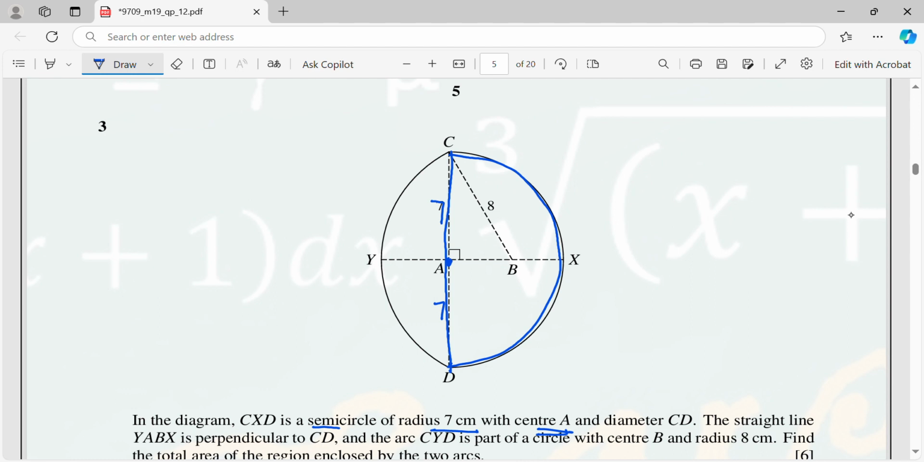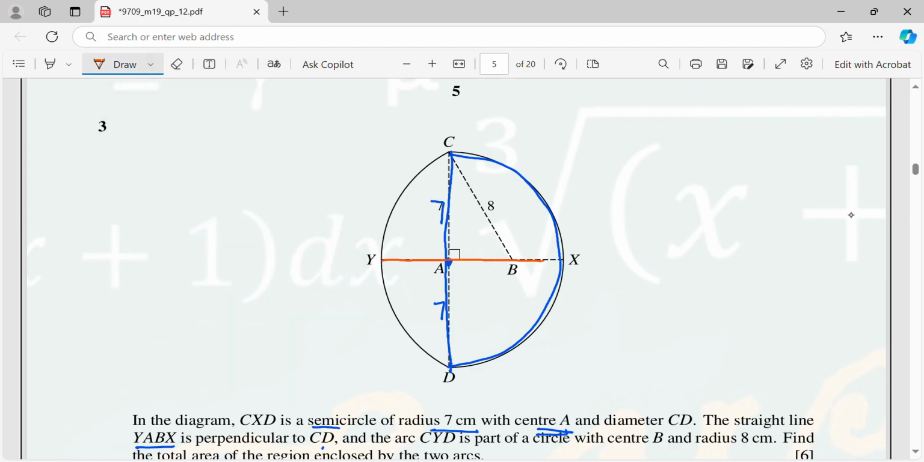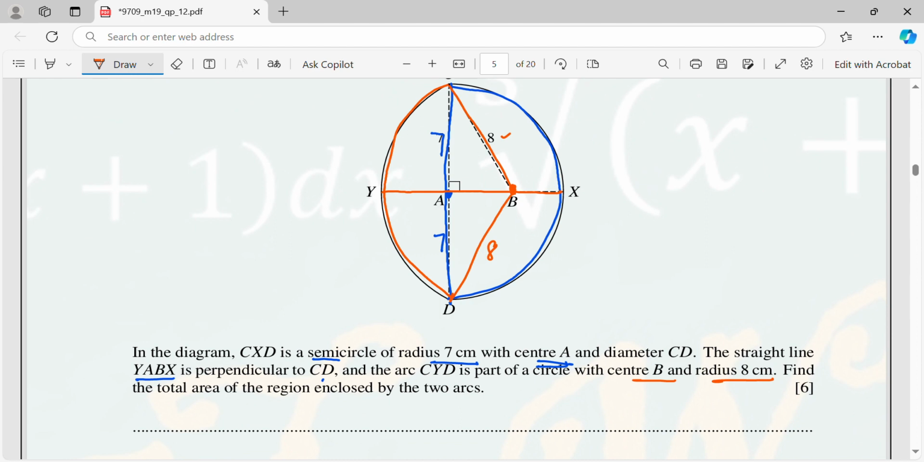The straight line YABX is perpendicular to CD, which is here. Perpendicular. And the arc CYD. So CYD is over here. CYD is part of a circle with center B and radius 8. So here is the center. That means this is 8. Here is 8. Now find the total area of the region bounded by the two arcs.